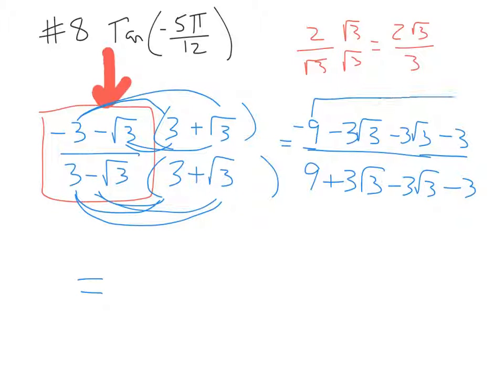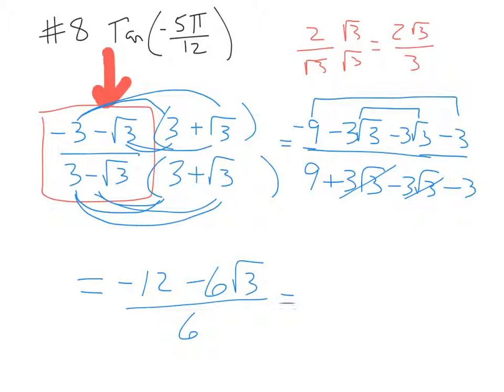Obviously a negative 9 and a negative 3 is a negative 12, and then inside here we have two like terms, a negative 3 square roots of 3 and another negative 3 square roots of 3, which is negative 6 square roots of 3. And on the bottom, those middle terms are opposites, so they're just going to cancel each other out, and 9 minus 3 is 6.